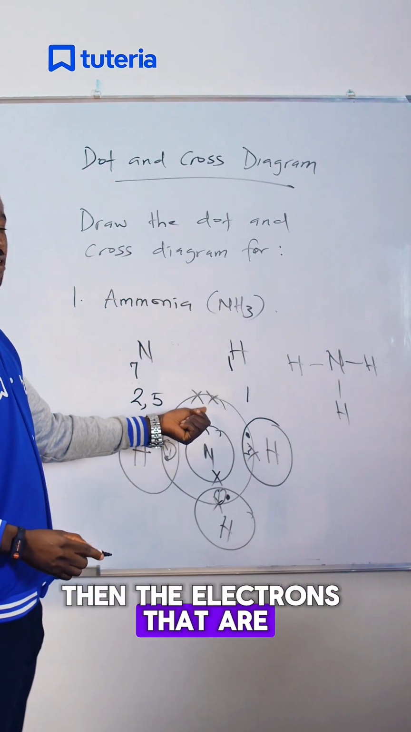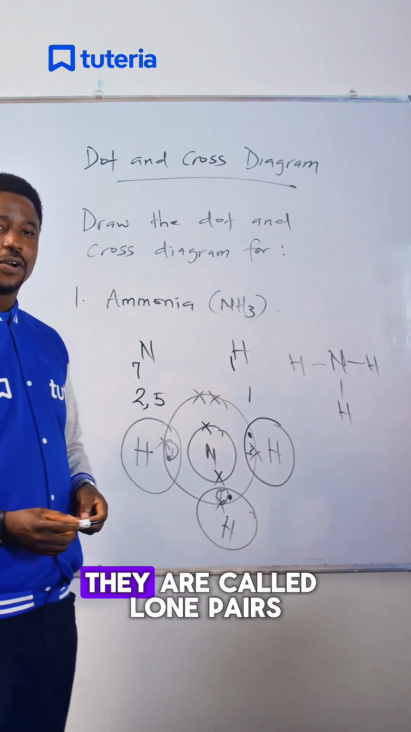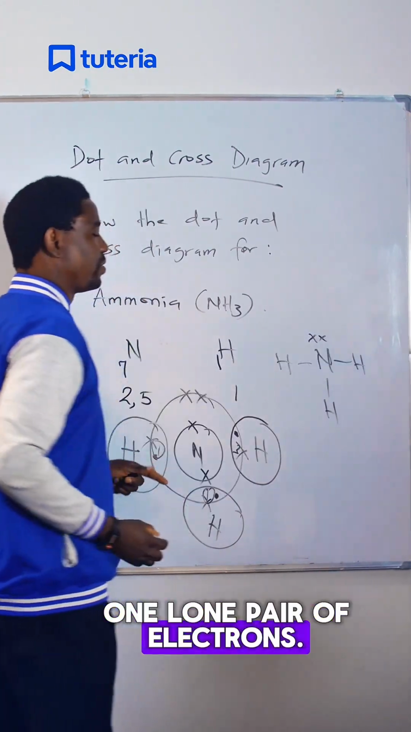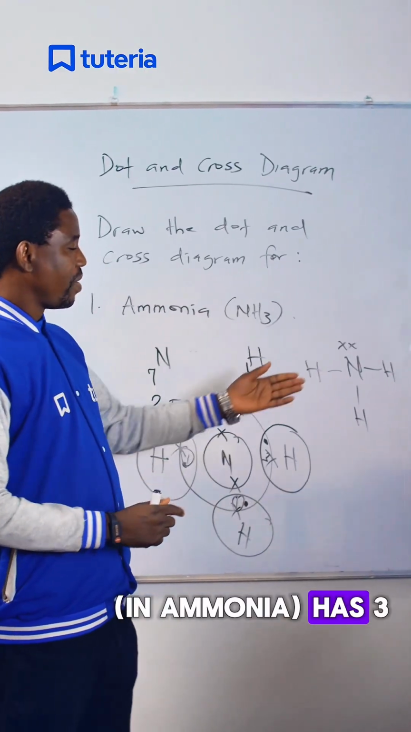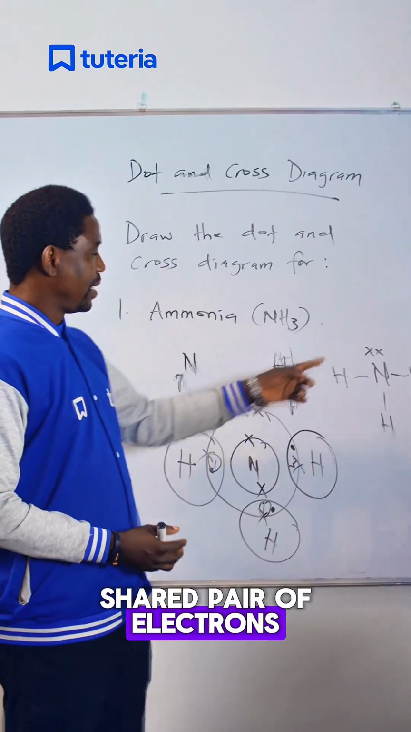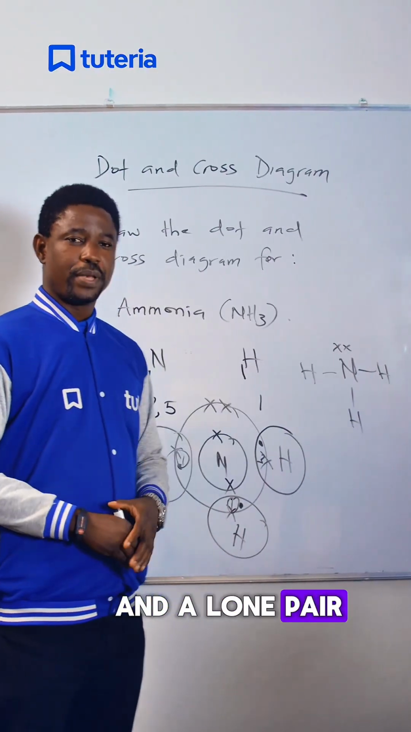Then the electrons that are not used in forming bonds, they are called lone pairs. That means they have 1 lone pair of electrons. From there you can see that nitrogen has 3 bond pairs of electrons, which we also call shared pairs of electrons, and a lone pair of electrons.